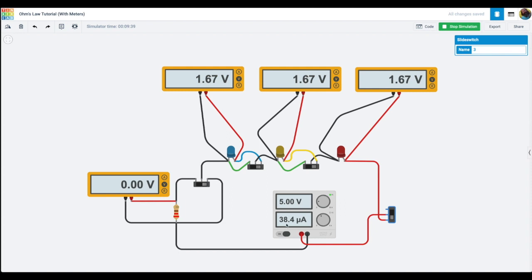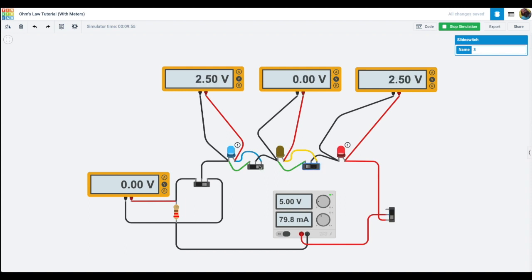But it's only drawing 38 microamps. That little odd U is called the micro. There's a sign for micro. And you can see that they're barely on.